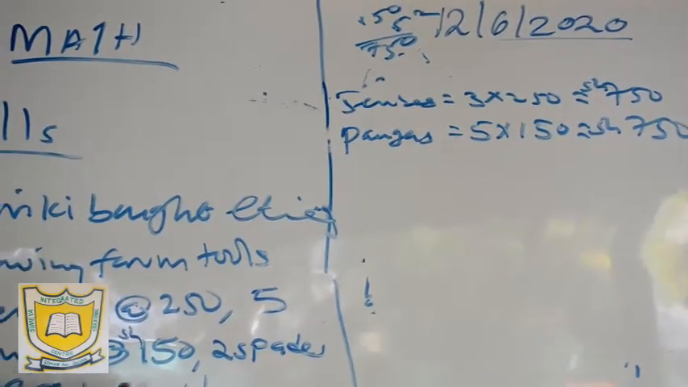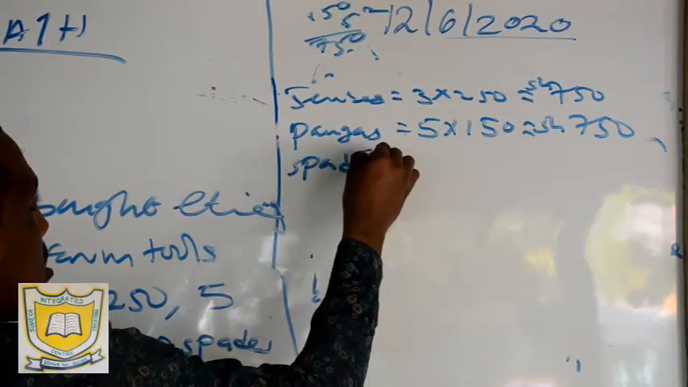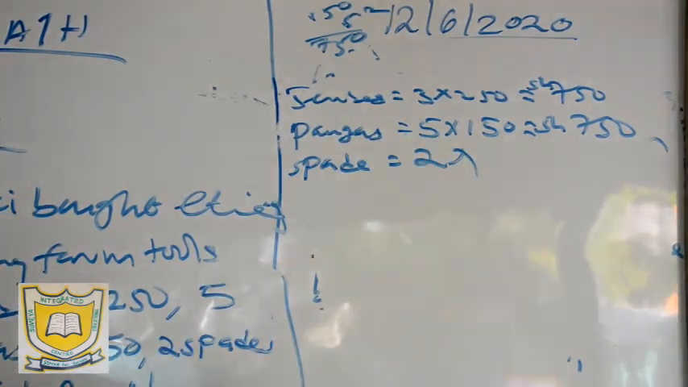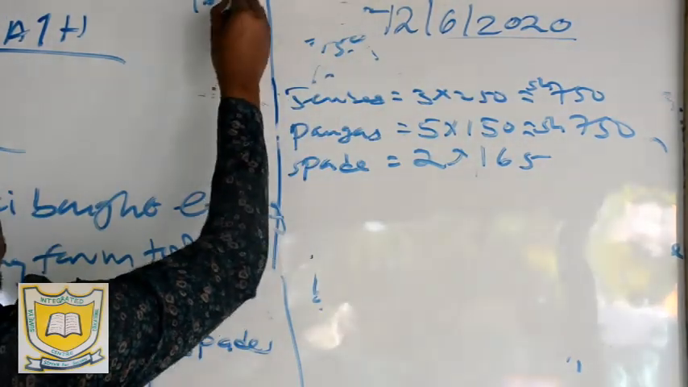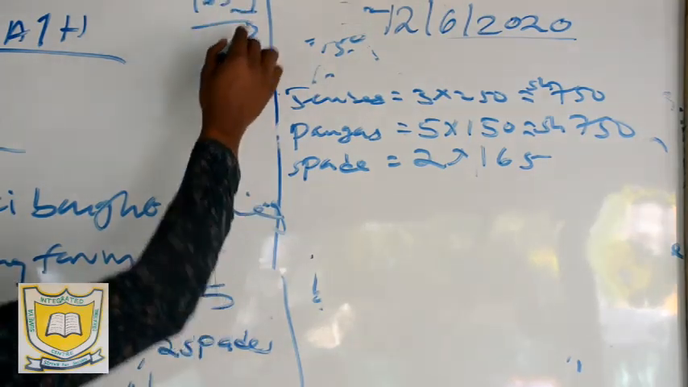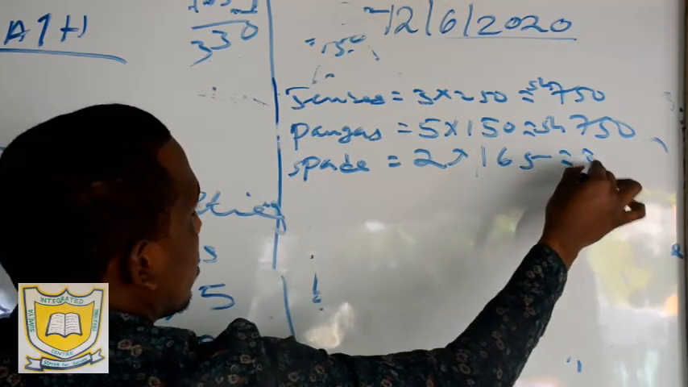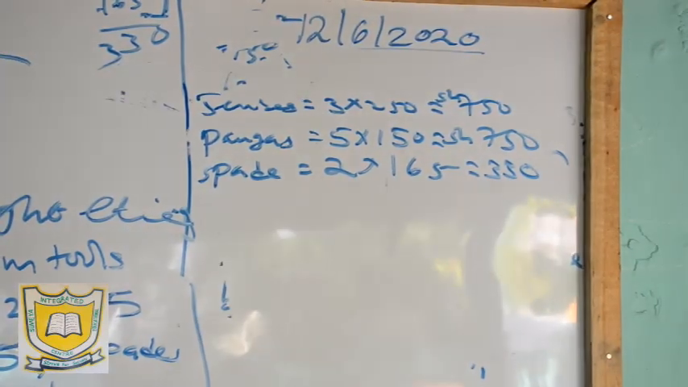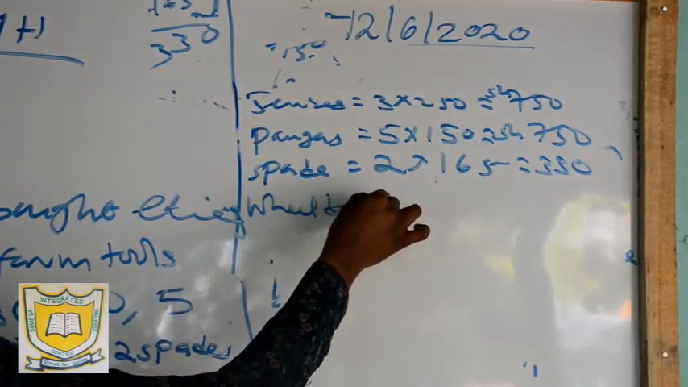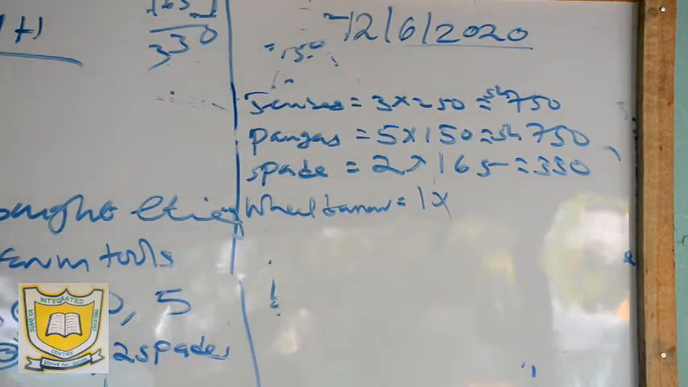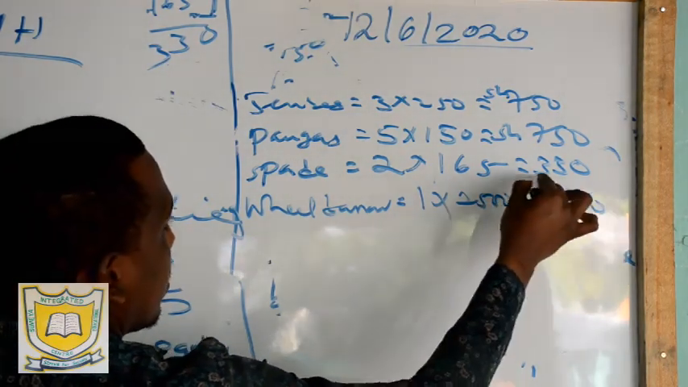Then you are told 2 spades at shillings 165. 2 times 165: 2 times 5 is 10, carry 1; 2 times 6 is 12, plus 1 is 13, carry 1; 2 times 1 is 2, plus 1 is 3. So you'll get 330. One wheelbarrow, 1 times shillings 2,500. So you will get shillings 2,500.